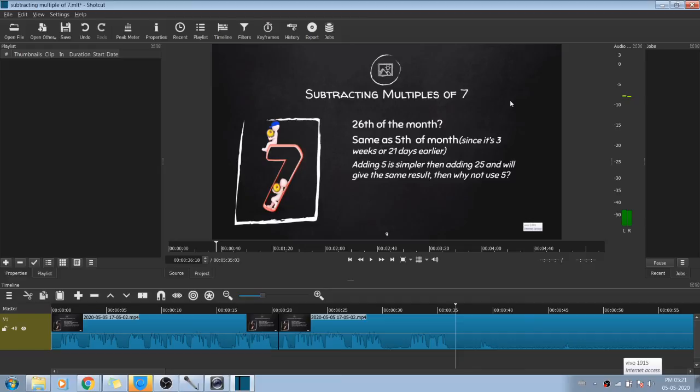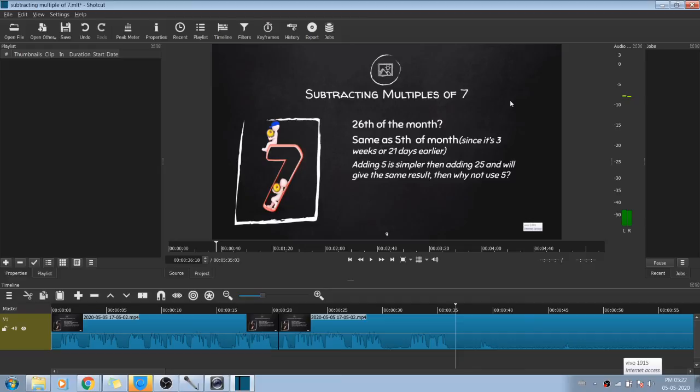And adding 5 is simpler. So all we have done here is subtract the highest multiple of 7 which is less than 26. We know 7 times 3 is 21. All we have done is subtract the highest multiple of 7, that is 21, from 26, and we get 5.